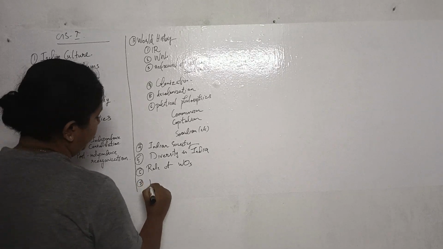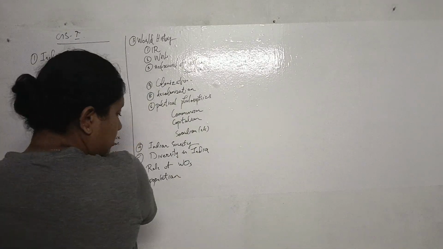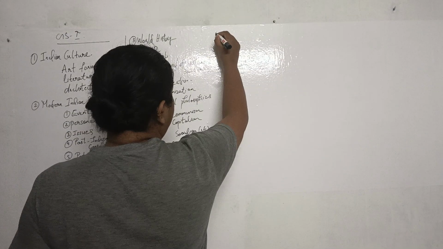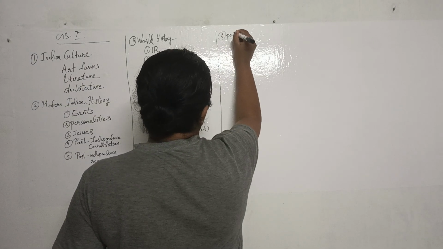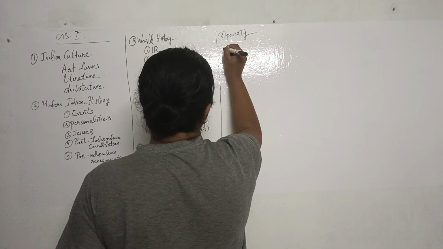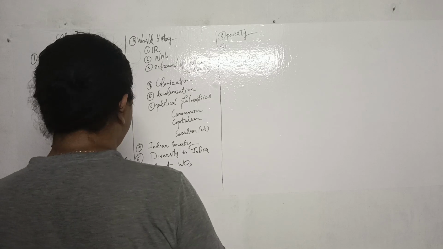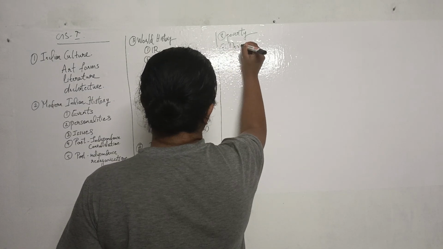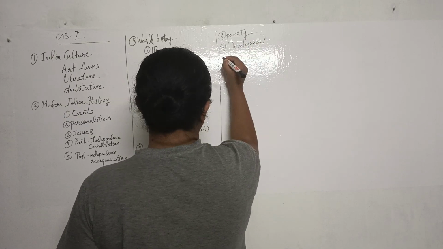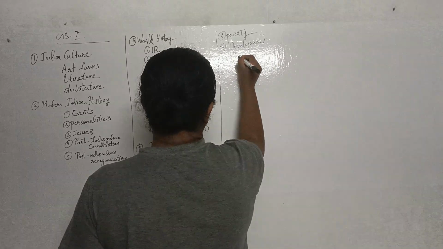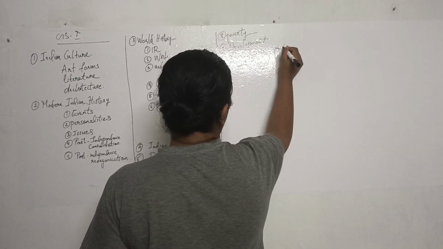Then the seventh one is population. Population is a very important topic because population determines where the country's development is going. Then the next one is poverty. Population and poverty are integrated, so this is the eighth one. Then the ninth one is development, development of India. The tenth one is globalization, with its effect on society. This is important.